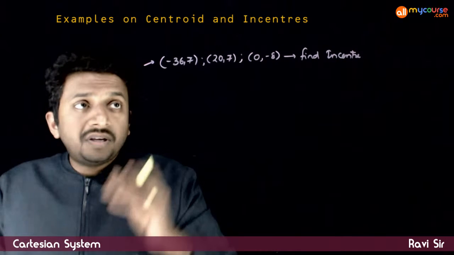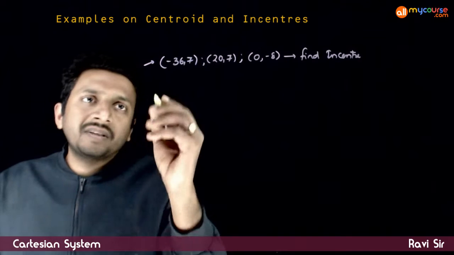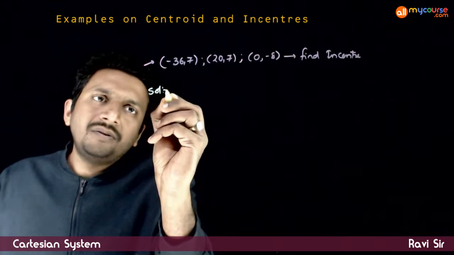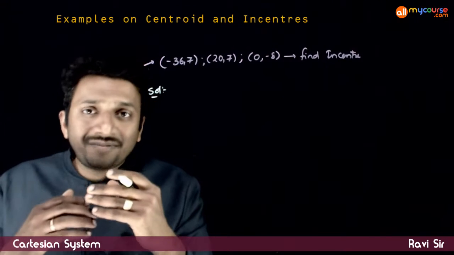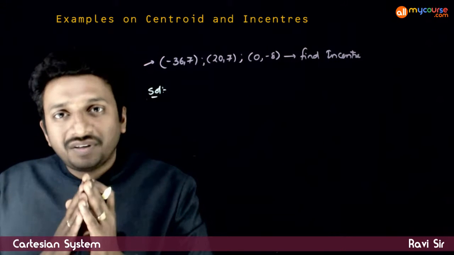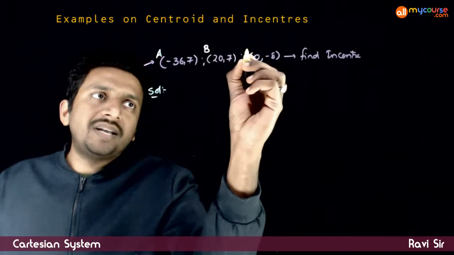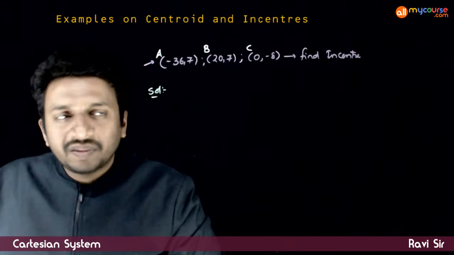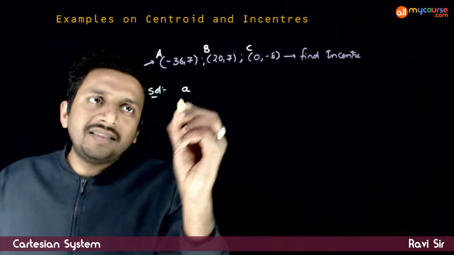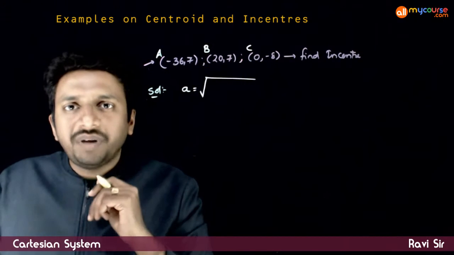In this question, you're given 3 vertices of a triangle. You're asked to find the incenter. So to find the incenter, first you need to find the values of the sides of the triangle. So let us take that this vertex is A, this vertex is B, this vertex is C. So what is the length small a? Small a is nothing but the distance between B and C.